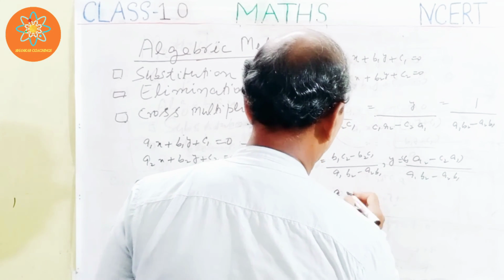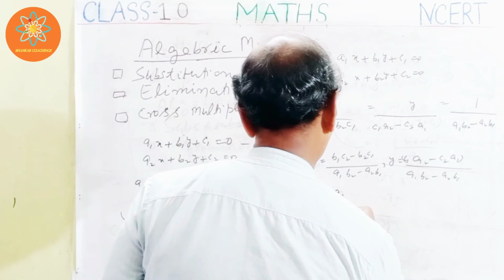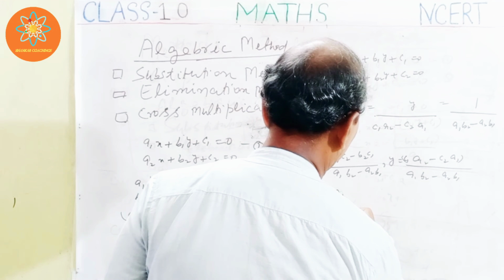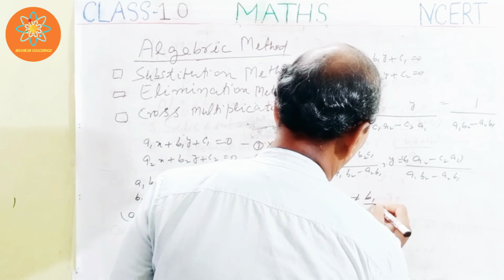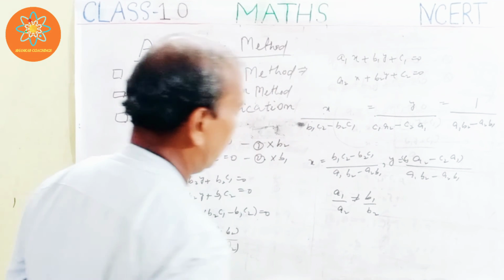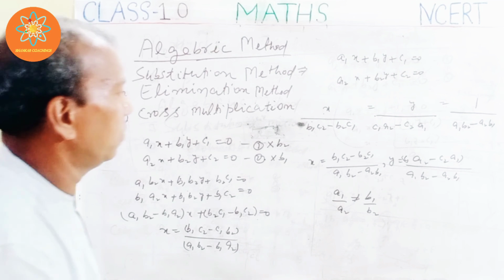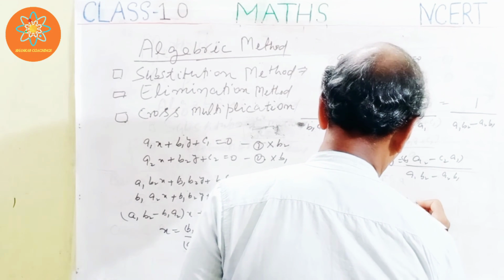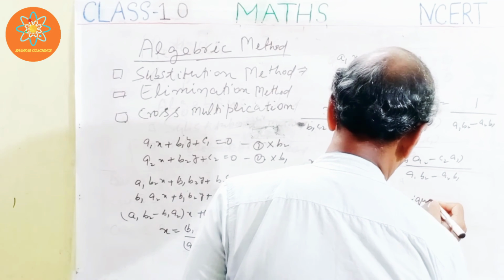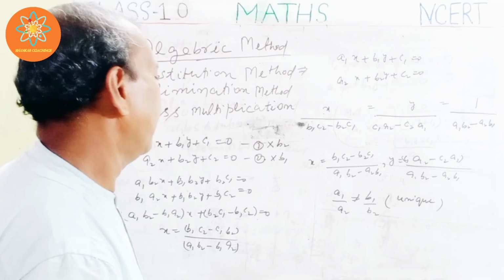Again, three conditions are there. One is, when a1 by a2 is not equal to b1 by b2. So in this case, a unique solution will be there. One solution. Unique solution.